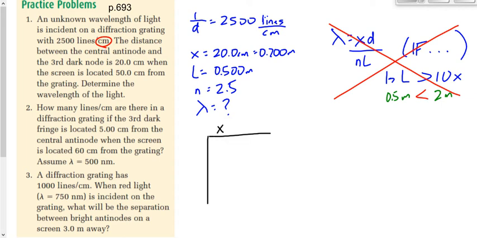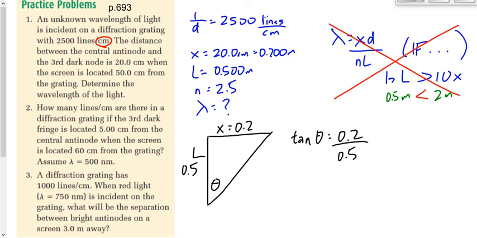This is X. This is L. This is theta. X is 0.200 meters. L is 0.5 meters. We can find theta by saying tan theta is equal to opposite over adjacent. And I think theta worked out to be 21 degrees or something like this. Anybody have it? 21.8 degrees. Now we can say lambda is equal to d sine theta over n. Use the equation that always applies regardless of what the angle is.